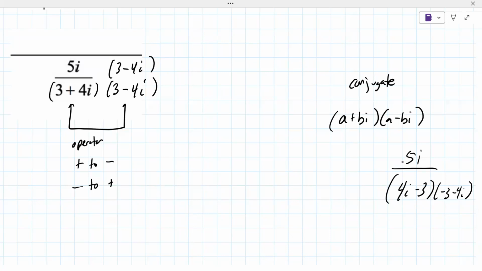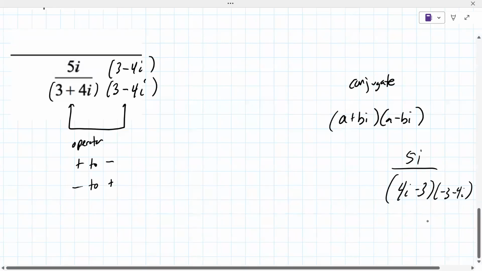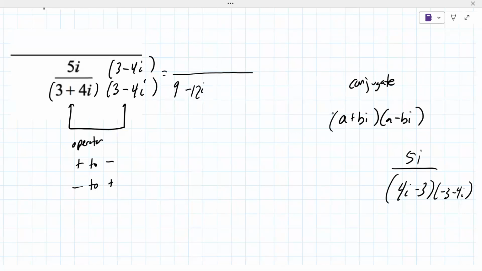If that's clear, then it comes down to foiling. What's nice about the conjugate is when you multiply by the conjugate, it should always give you a whole number. So if we look at the bottom first, with FOIL, we get 9 minus 12i plus 12i minus 16i squared.